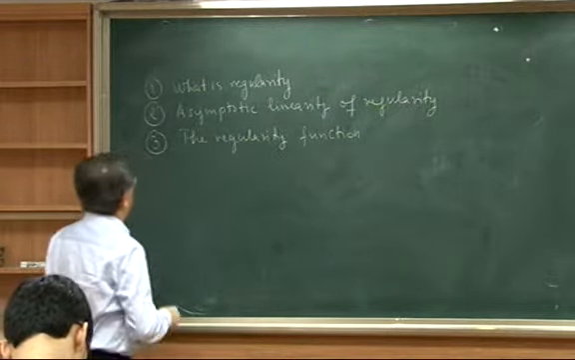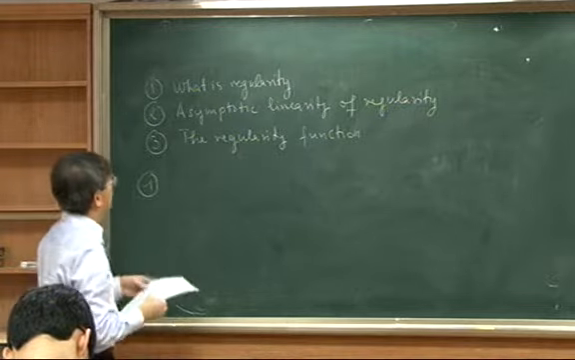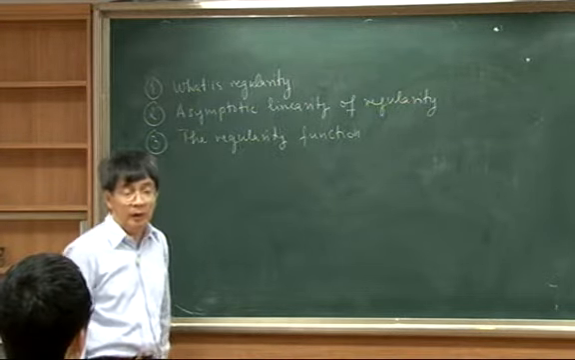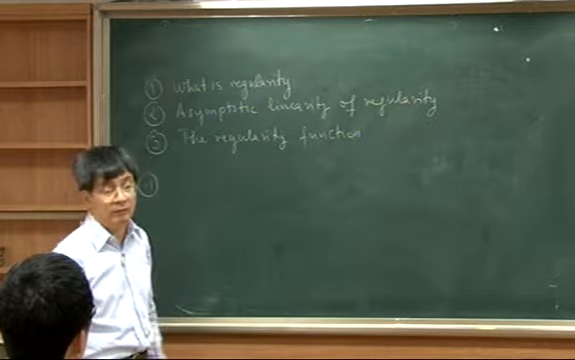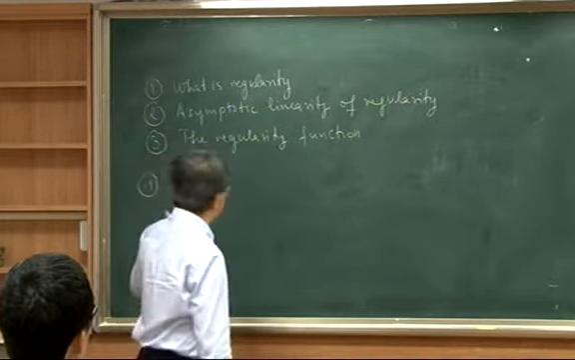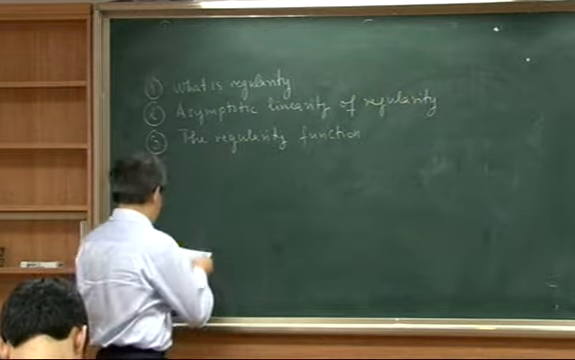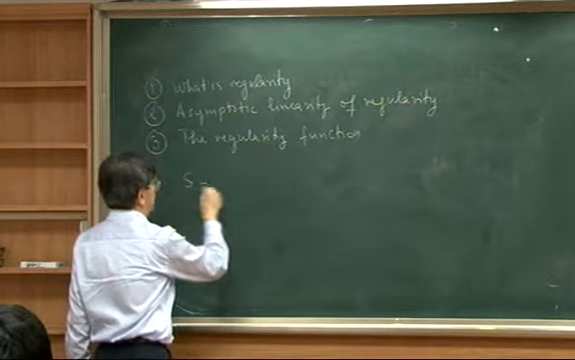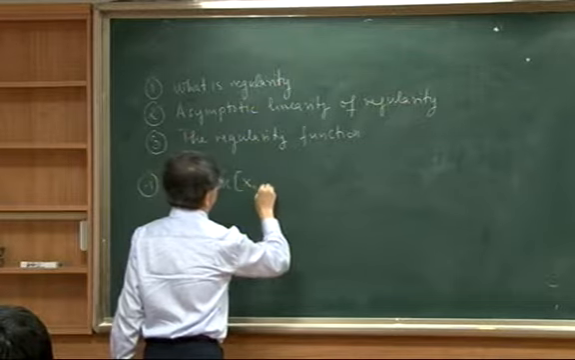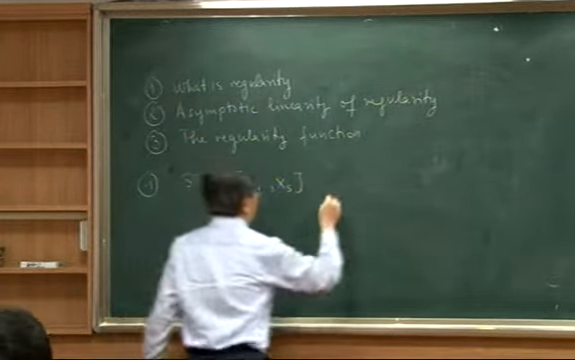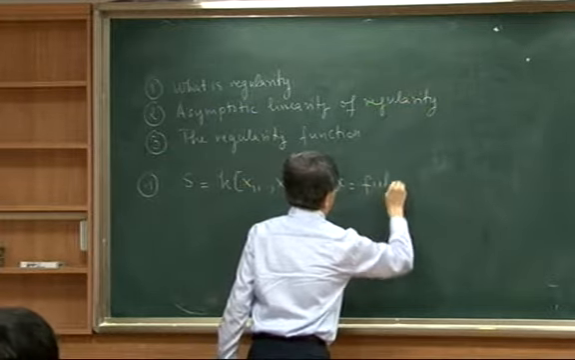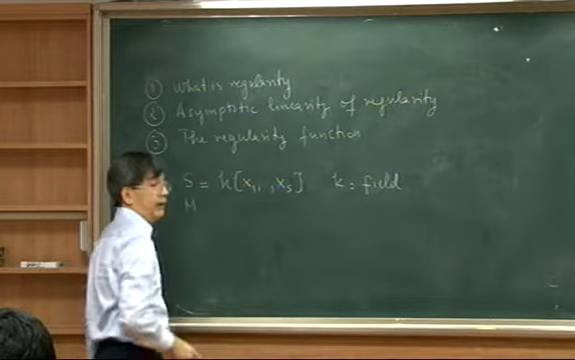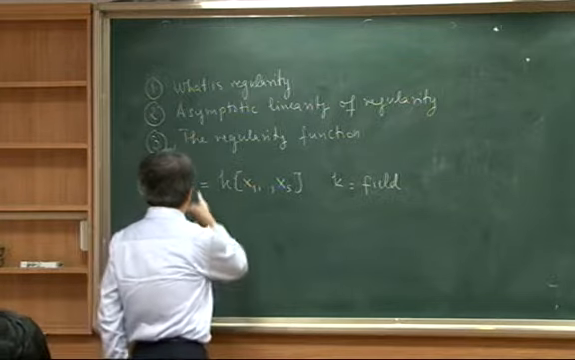So regularity here means Castelnuovo-Mumford regularity, and I will start with the most common definition of Castelnuovo-Mumford regularity. This concerns the case where you consider a polynomial ring S over a field, and then I consider a finitely generated graded S-module.